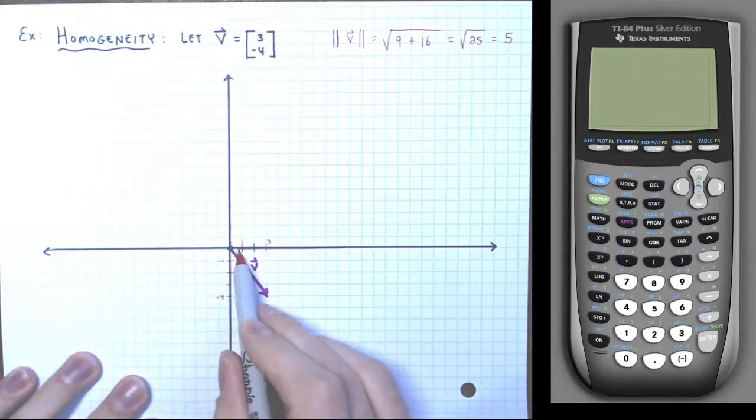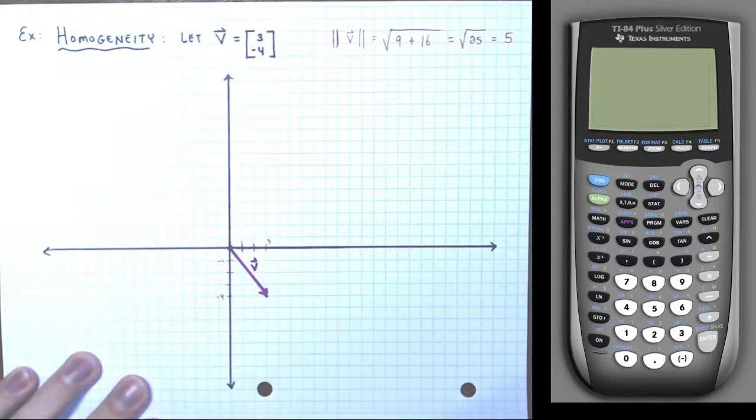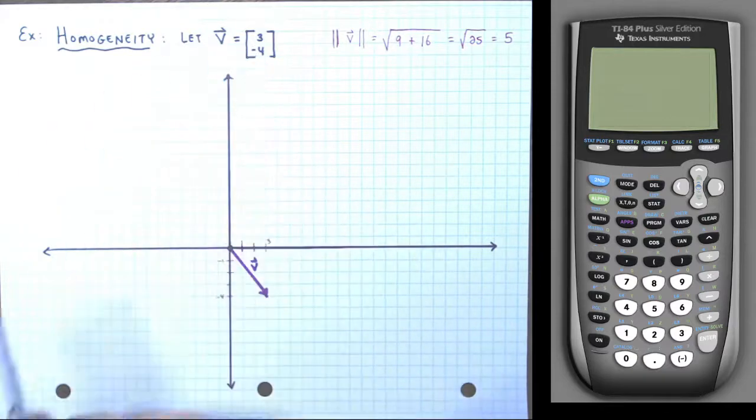I'm assuming here that each square represents 1 unit of movement. These are all 1 by 1 squares on my grid here. Alright, so this has a length of 5 units. Now what I would like to do is multiply this vector by some scalars.